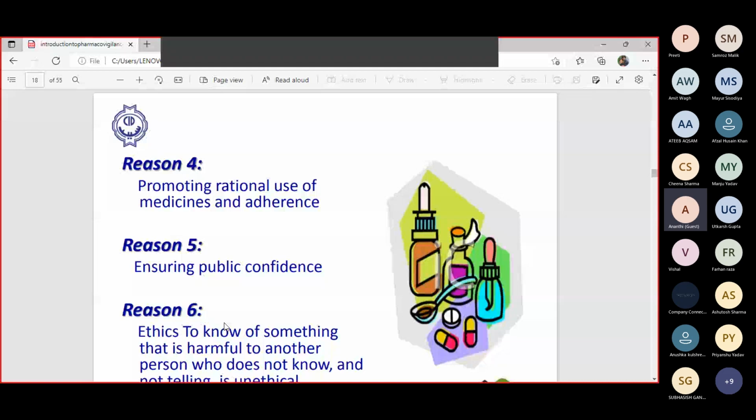And reason 5, ensuring public confidence. A patient should have confidence in the drug. If I'm going to take a drug, I'm in safer hands. I'm going to get treated for my disease and I'm going to be in safer hands. That confidence the patient should get. That is the 5th reason. And the 6th one, ethics.